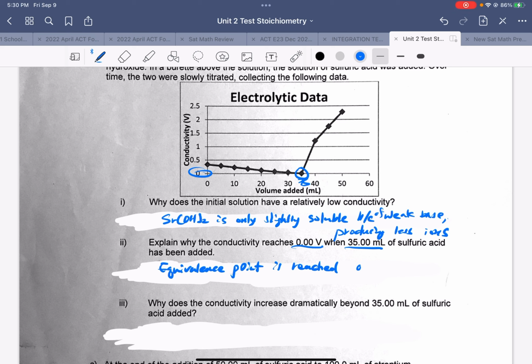So you have only solid SrSO4 that precipitates, and just water, okay. And there is, you can say, no free ion, okay. Then they will explain.